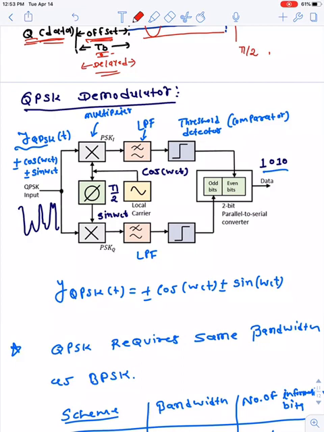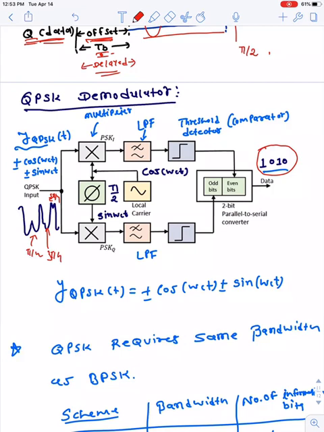Now we have a QPSK demodulator. In the QPSK demodulator, we get the QPSK signal like this. This is a pi by 4 phase shift. This is 3 pi by 4. This demodulator is used at the receiver side to recover the original signal back in the form of bits, right?